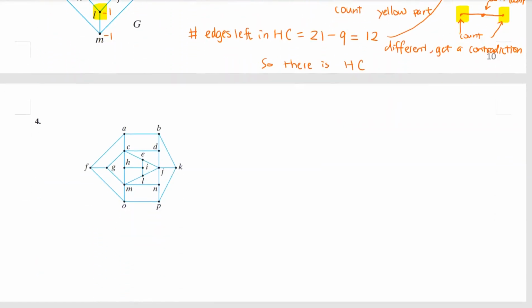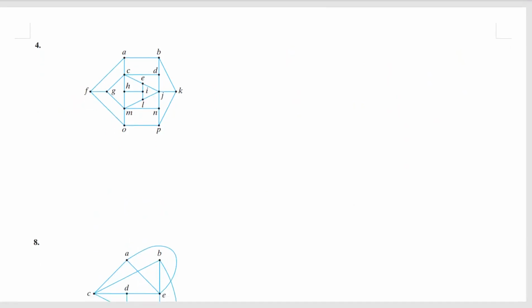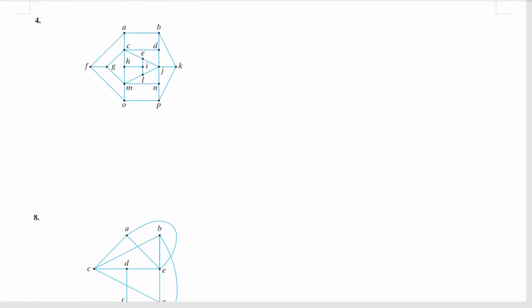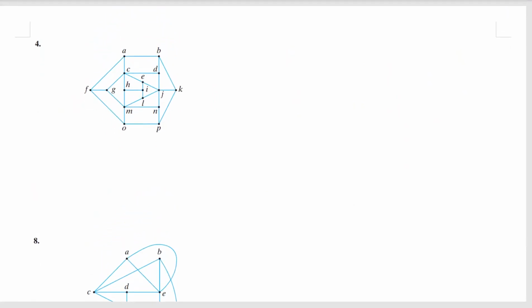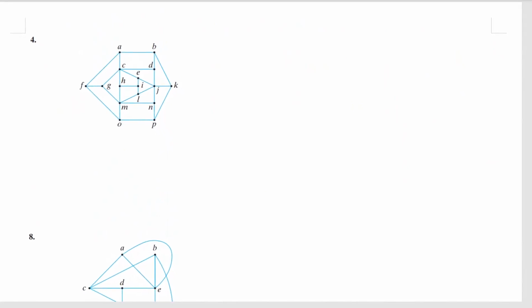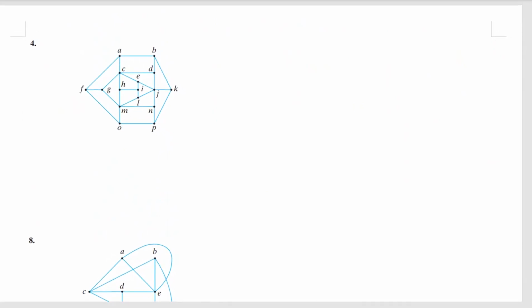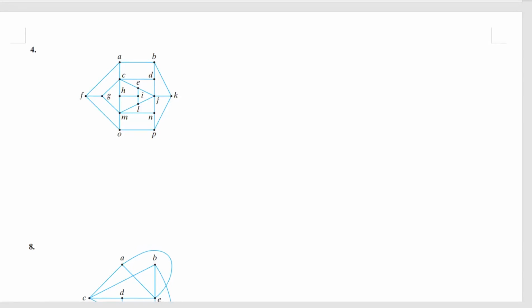So here are some examples of your homework. You can pause the video and try to work on those problems, and then continue to play the video. So let's see. Look at this, number 4 in your homework. You can see there are no vertices with degree 2. So in this case, method 2 is easier.